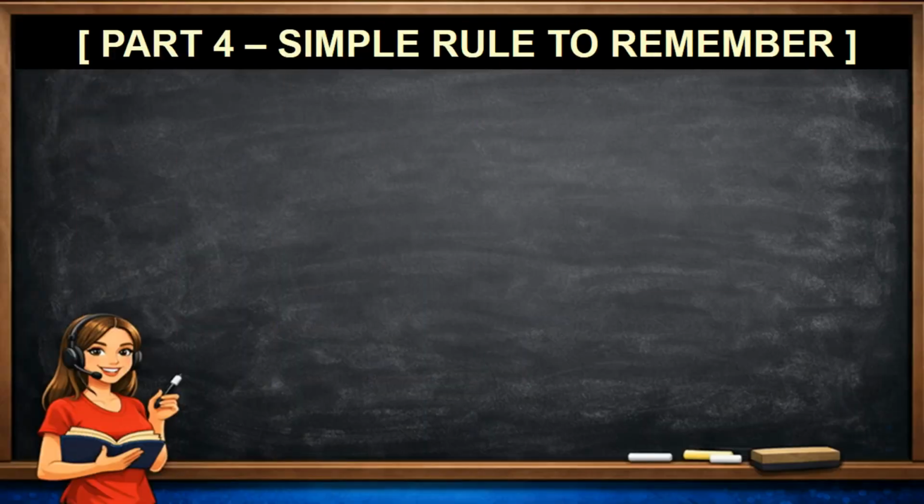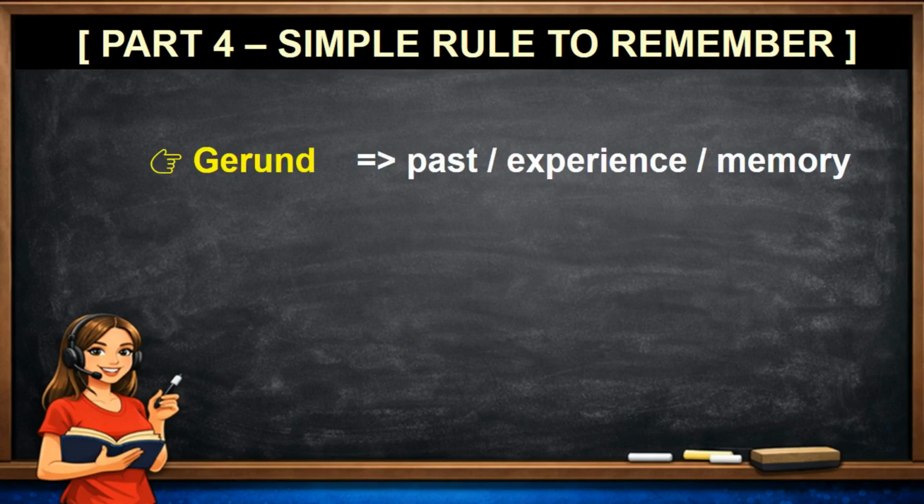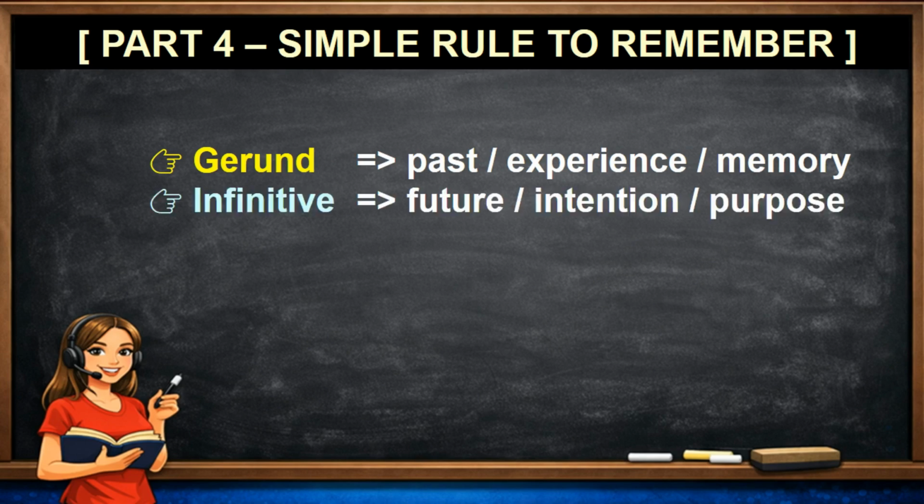Part 4. Simple rule to remember. Here's a simple trick. If those verbs are followed by a gerund, it means it's a past experience or a memory. While if those verbs are followed by to infinitive, it means it is about the future, intention, or a purpose. Not always, but it works most of the time.